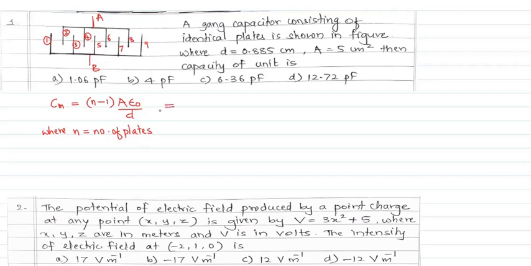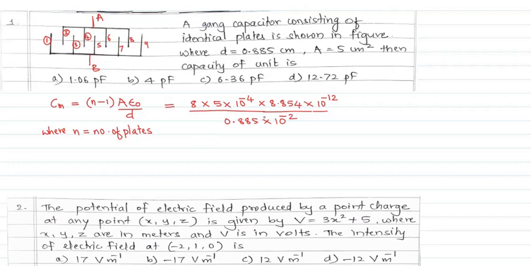Now substitute the values in this formula. So 9 minus 1 is 8. Area he has given 5 centimeter square, means 5 into 10 raised to minus 4. Then epsilon naught is 8.854 into 10 raised to minus 12, divided by d. That is the separation between plates, 0.885 into 10 raised to minus 2 as it is in centimeter.